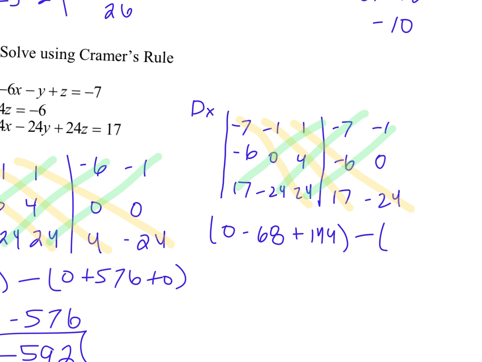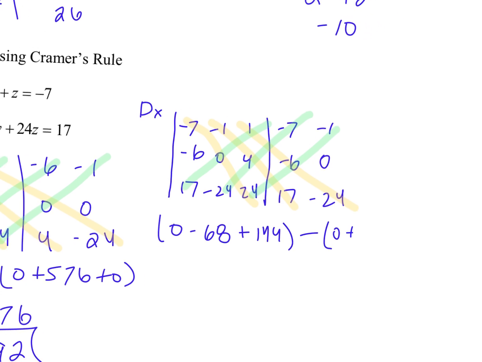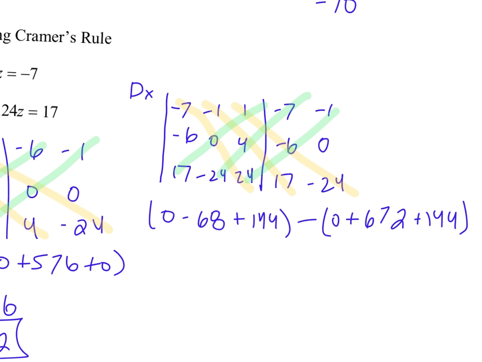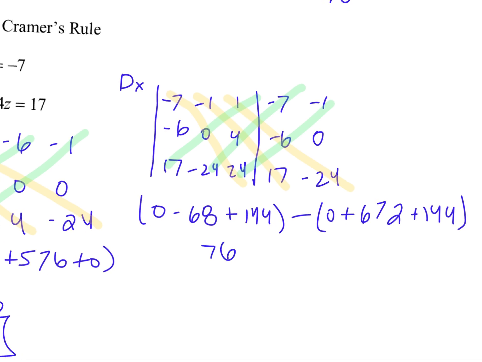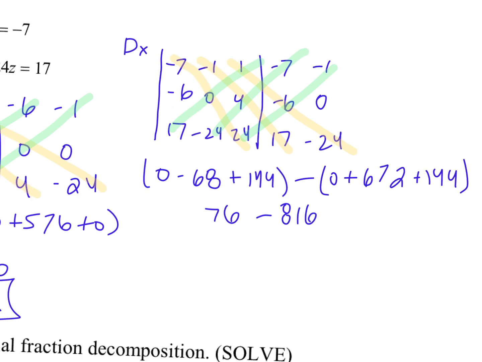What is 17 times 0 times 1? 0. What is -24 times 4 times -7? Negative times negative is a positive, so 672. Good. And then what is 24 times -6 times -1? Yep. All right, so in this first parenthesis, what's -68 plus 144? 76. Minus, what's 672, sorry, plus 144? 816. And then subtract those, what do you get?